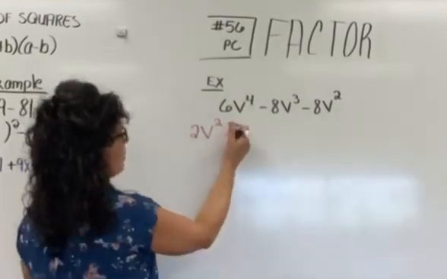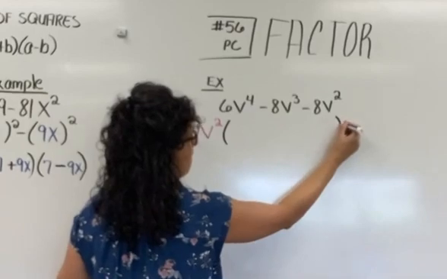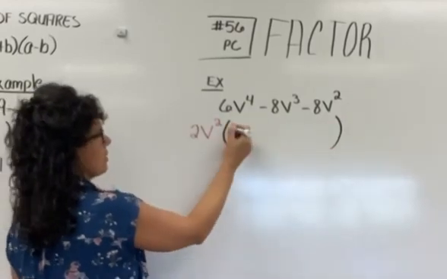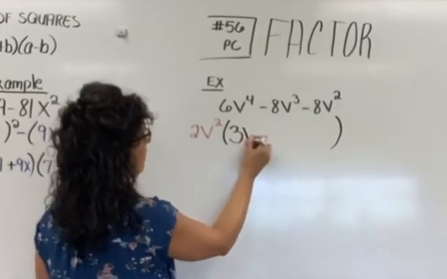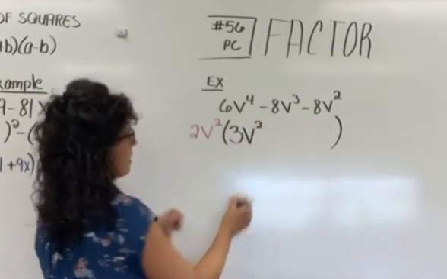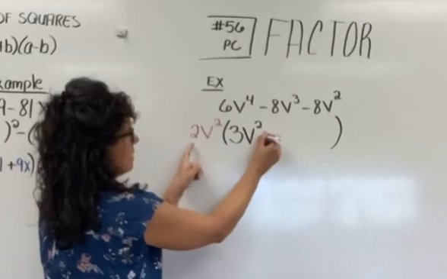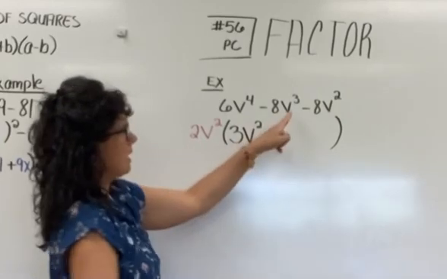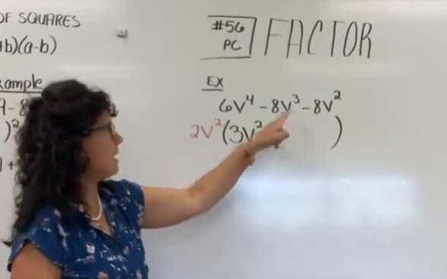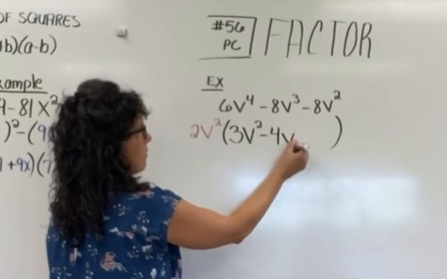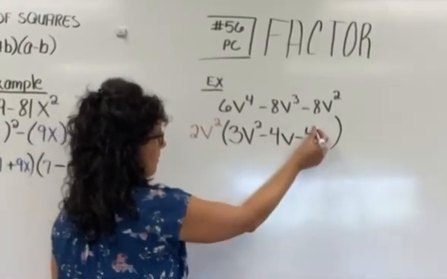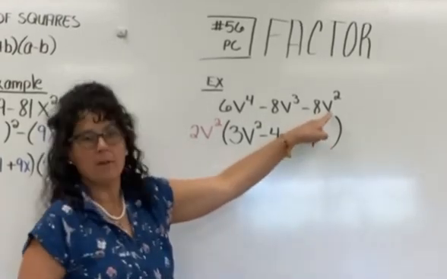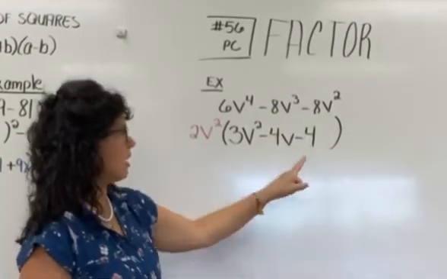That's going to leave me with 6 divided by 2 is 3. Taking a v squared out of v to the fourth is v squared. Okay, negative 8 divided by 2 is negative 4. And if I take out v times v, I'm going to be left with a single v. Negative 8 divided by 2 is negative 4. And I've taken out v squared, so all my v's are gone.